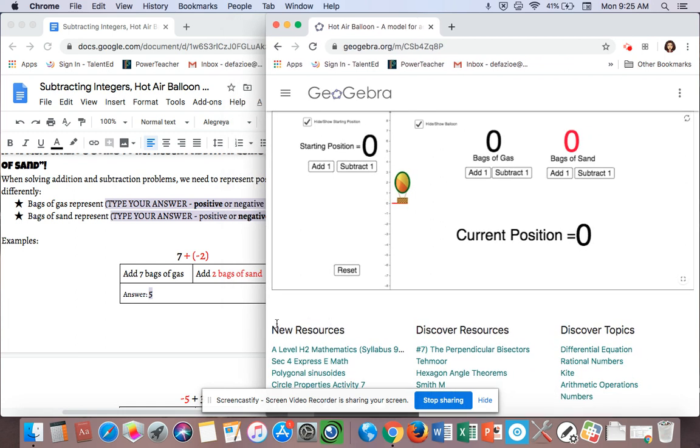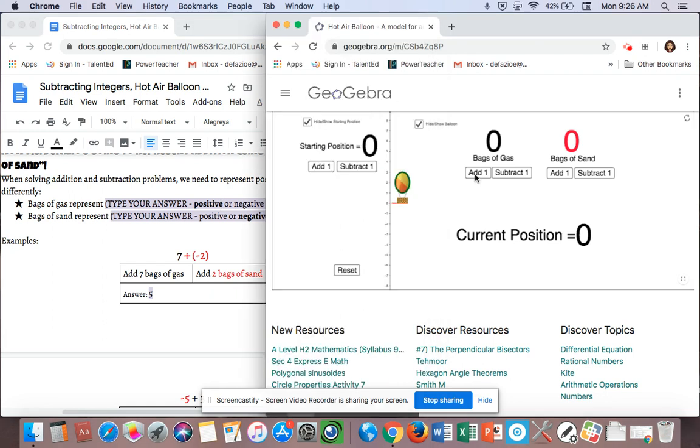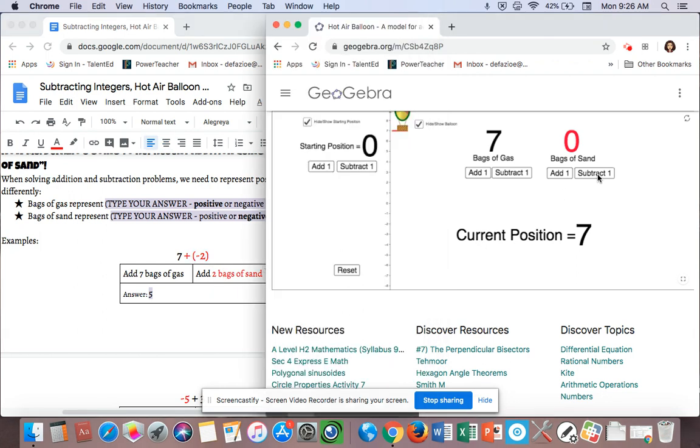It's a little bit small. So the first thing, 7 plus -2, which again, my bags of gas represent positive numbers. So I'm going to add 1, 2, 3, 4, 5, 6, 7 bags of gas. And then plus -2, my negative numbers, remember, represent bags of sand. So I am adding 2 bags of sand, using add 1 over here, 1, 2 bags of sand.